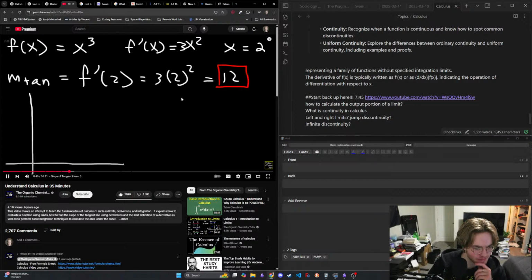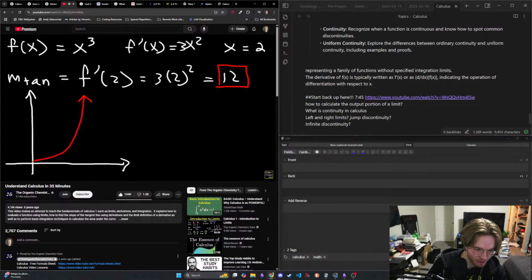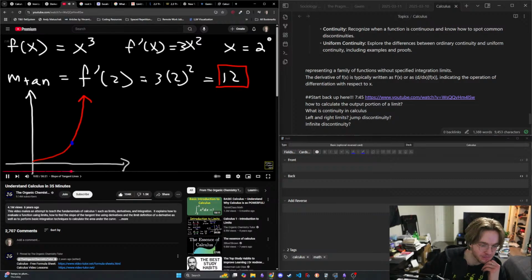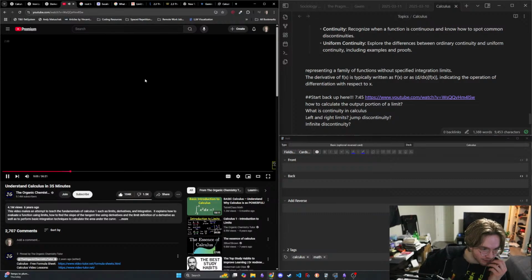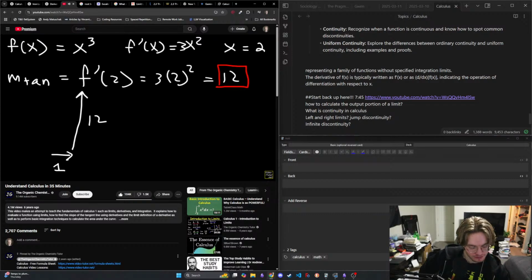Now let's draw a rough sketch of the original function x cubed. The graph doesn't have to be perfect, but just good enough for instructional purposes. And just to keep things simple, let's say at this point x is equal to 2. Granted, the graph is not drawn to scale. The y value will increase by 12. So that's what a slope of 12 means.